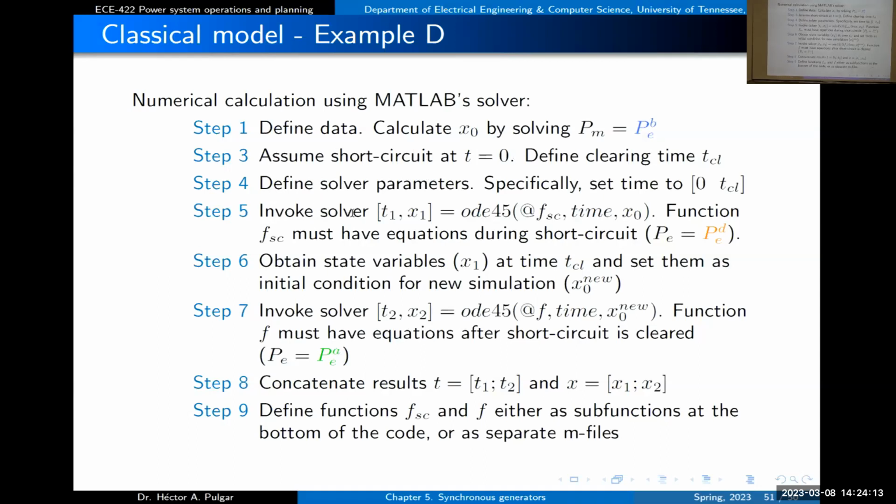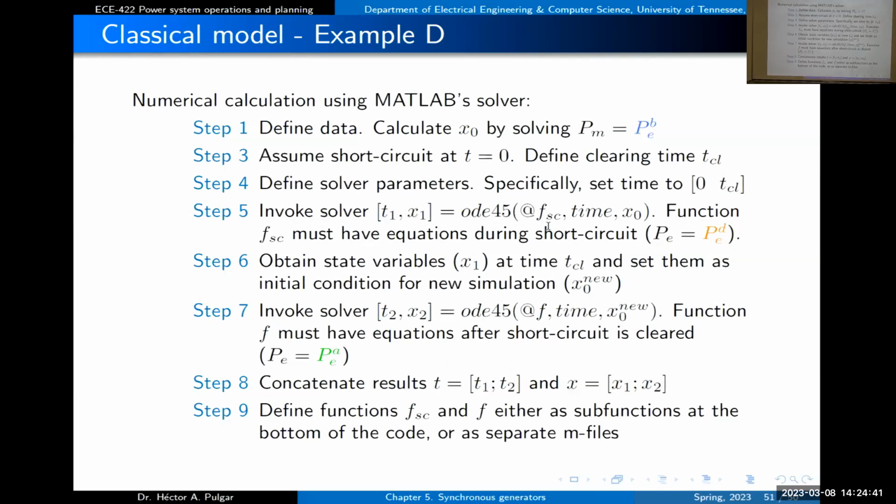We will define the parameters of the solver, and we're going to be ready to invoke the solver for the first time, and that is going to be during the short circuit. So the time will be from 0 to the clearing time. We invoke the solver with the variables t1 and x1, and here we need to make sure that this function corresponds to the equation during the short circuit.